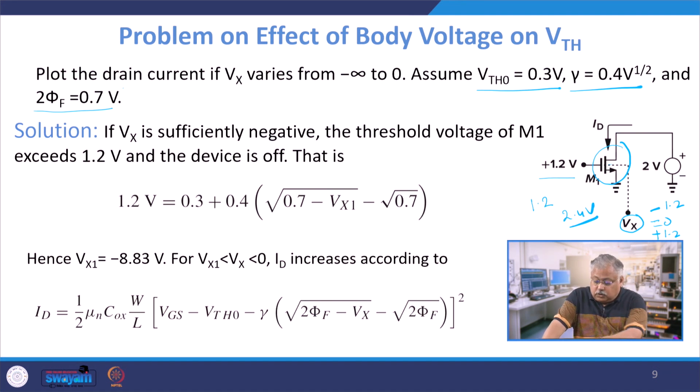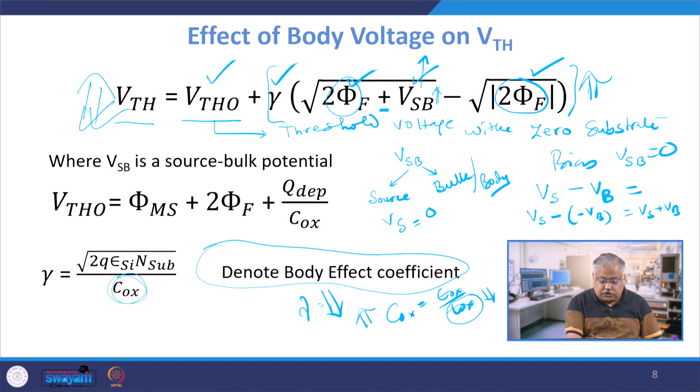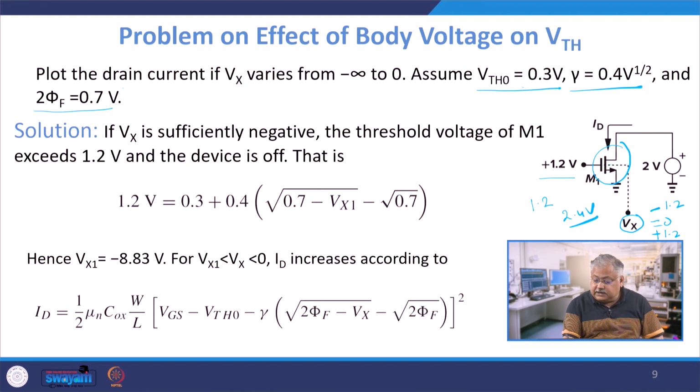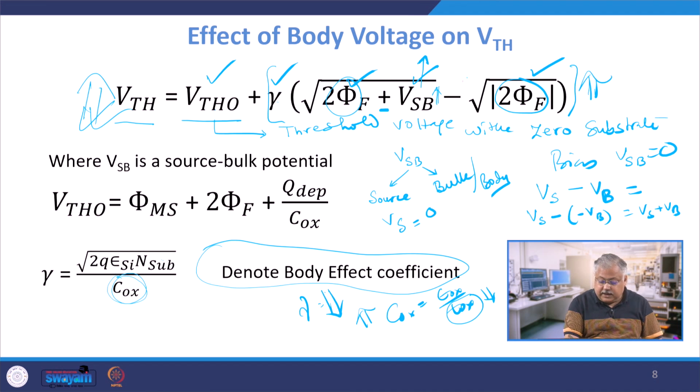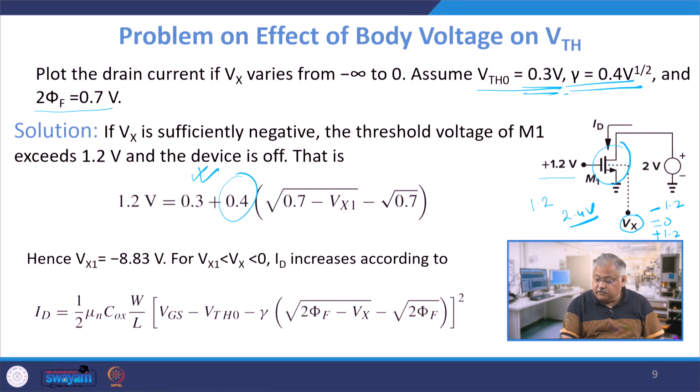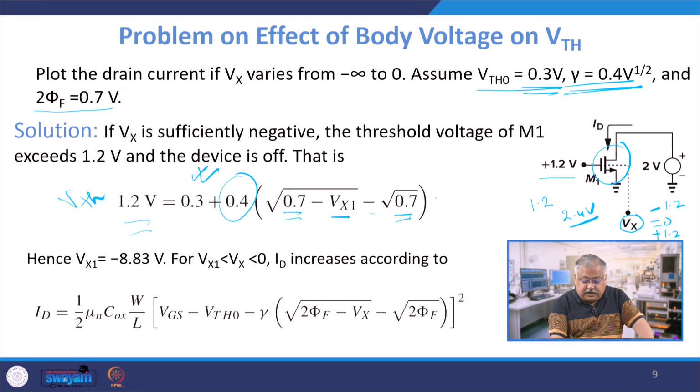So what the question is, since Vx is a variable, I tell this to be this if you remember. This is gamma, Vth0 is 0.3. Then you have gamma is how much? 0.4 and 2 phi f is 0.7. So the expression with Vx minus root of 2 phi f is equal to 1.2 volt. This is the Vth, right? So hence, if you solve this above equation, you will get Vx to be equal to minus 8.83 volts.